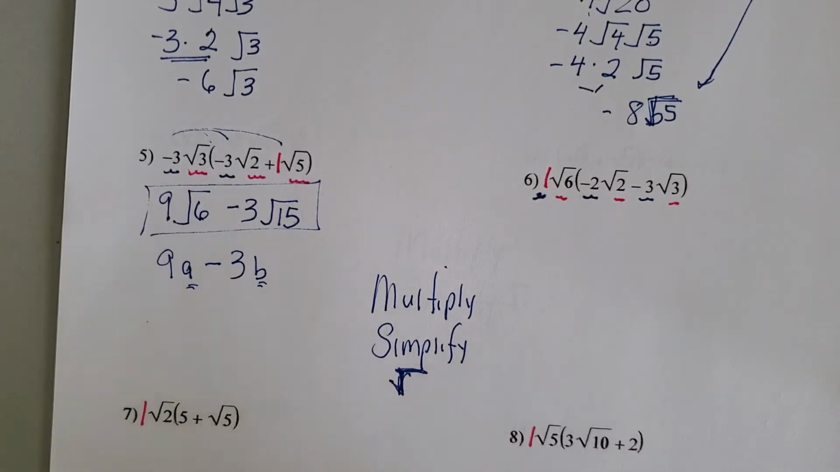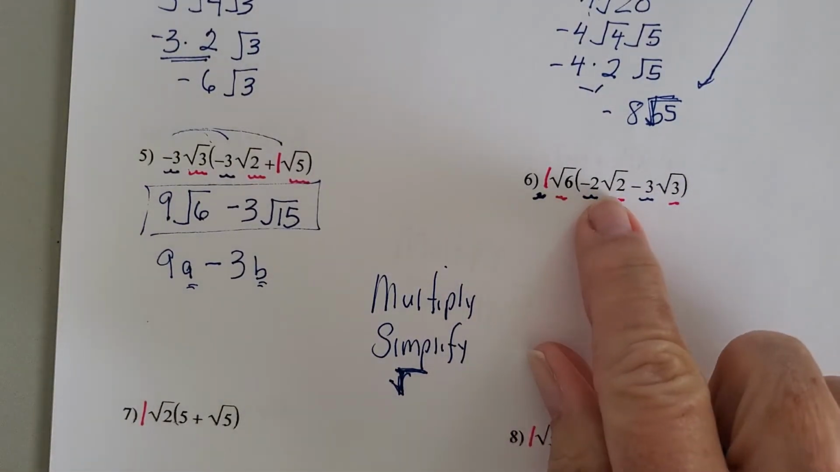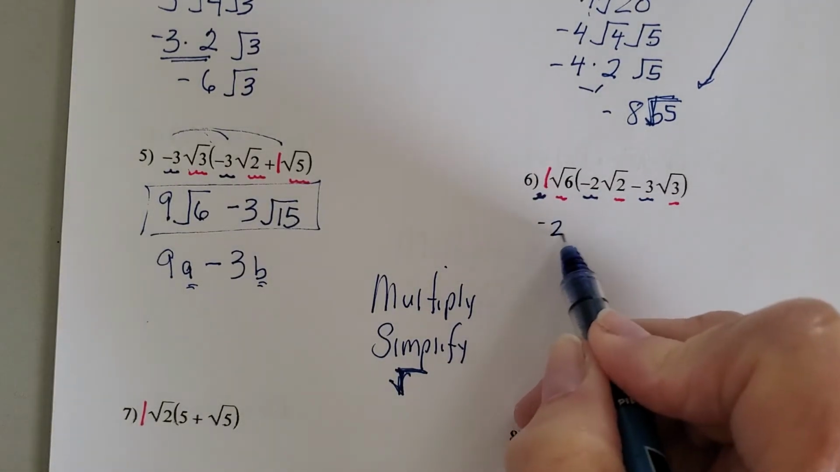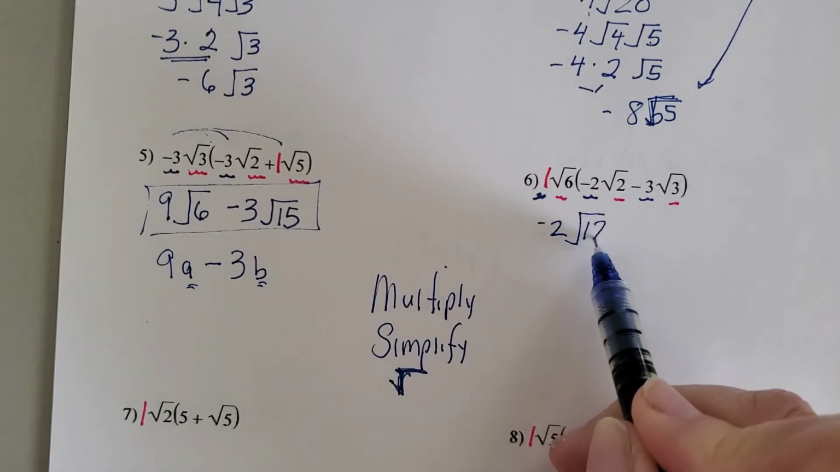All right, let's distribute again here. So we're doing this times this. So 1 times negative 2 is negative 2. Radical 6 times radical 2, radical 12.